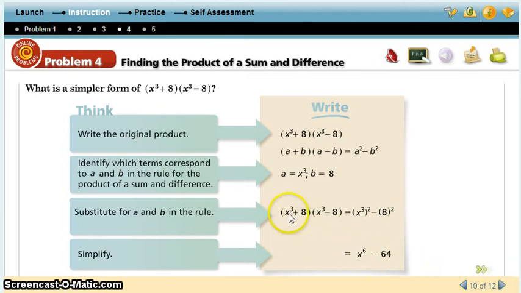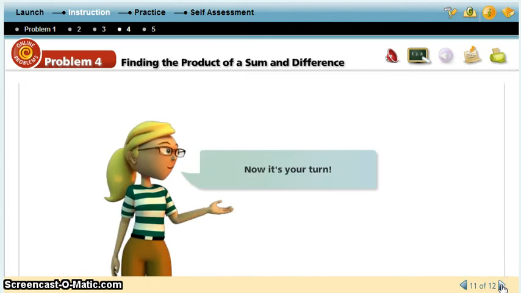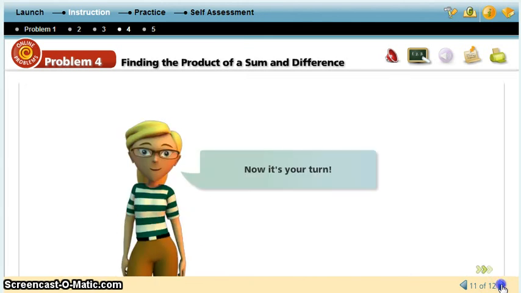So basically you're just squaring x cubed. You just square the first term because they're exactly the same. And you square the second term because they are also exactly the same. And the rule is always subtraction because a negative times a positive, like I said earlier, is a negative. All right, so I want you to try one. Now it's your turn.